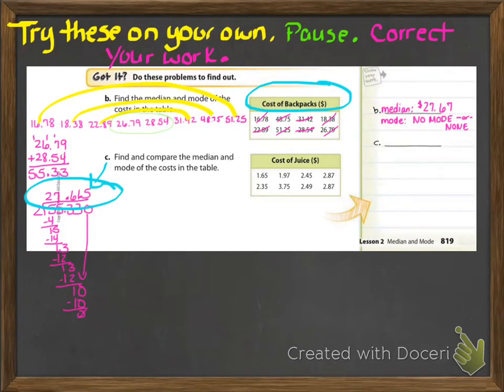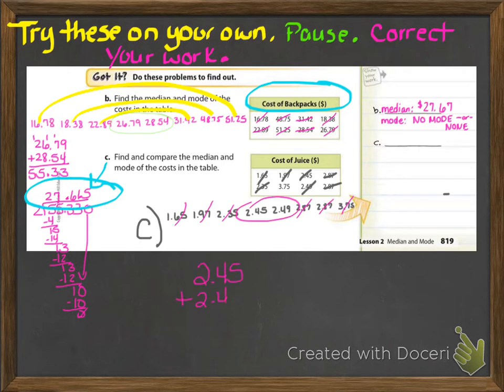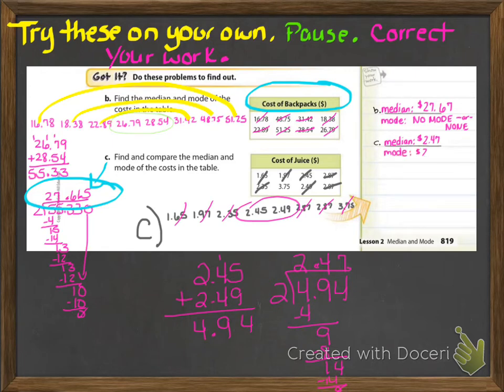All right, so for example C, I went ahead and put my numbers in order so you can see that I did this, and then I started crossing my numbers out to figure out which one was in the center. I found that once again I had 2 center numbers, so I added them together and divided by 2. So I found that my median ends up being $2.47. So then what I did was I found my mode, which happened to be $2.87.